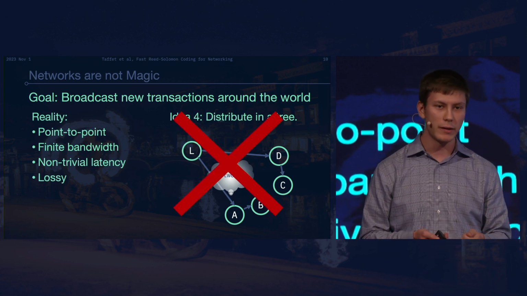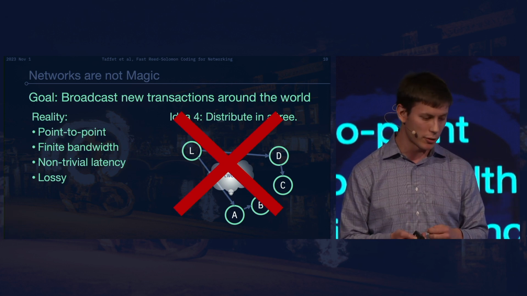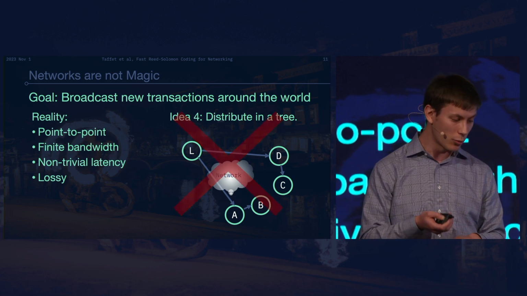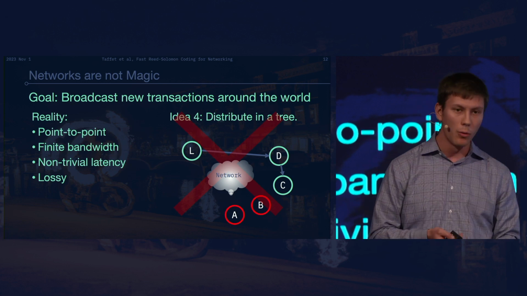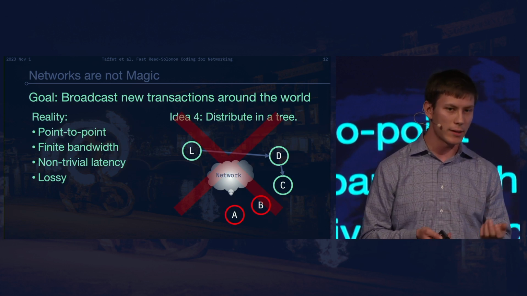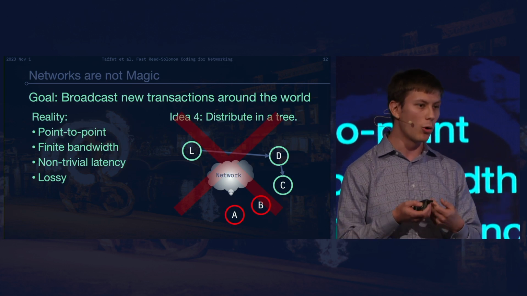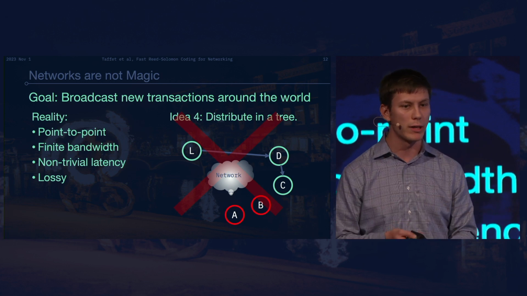But the problem with this idea is that real networks are lossy. And of course, this problem affects all the ideas we just talked about, but it is particularly insidious for this one. Let's take a look at why. So say we lose this packet between L and A. Well then, it's not just A that doesn't get the data, it's A and anything that A would have sent it to, which means potentially the whole large portion of the network isn't getting this packet.